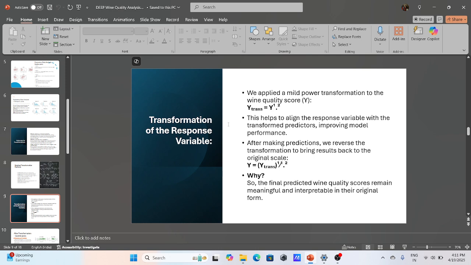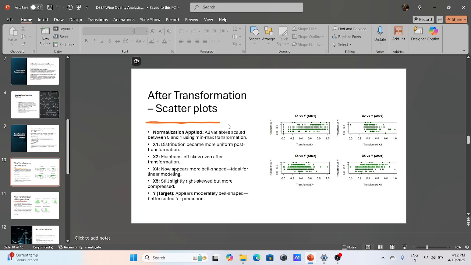Transformations of the response variable. I applied a mild power transformation to the wine quality score Y. This helps to align the response variable with the transformed predictors. After making predictions, we reverse the transformation to bring results back to the original scale. After transformation, normalization was applied to scale all variables between 0 and 1 using min-max normalization.